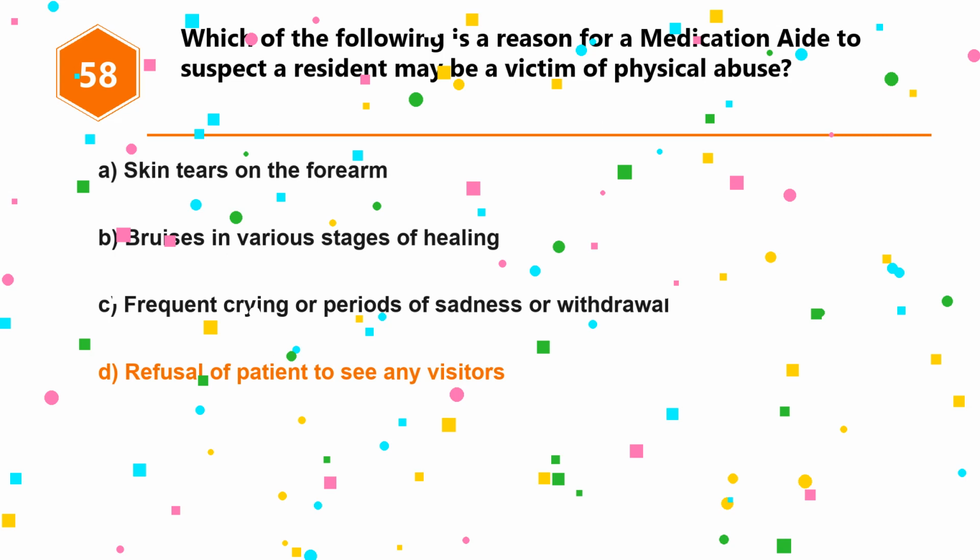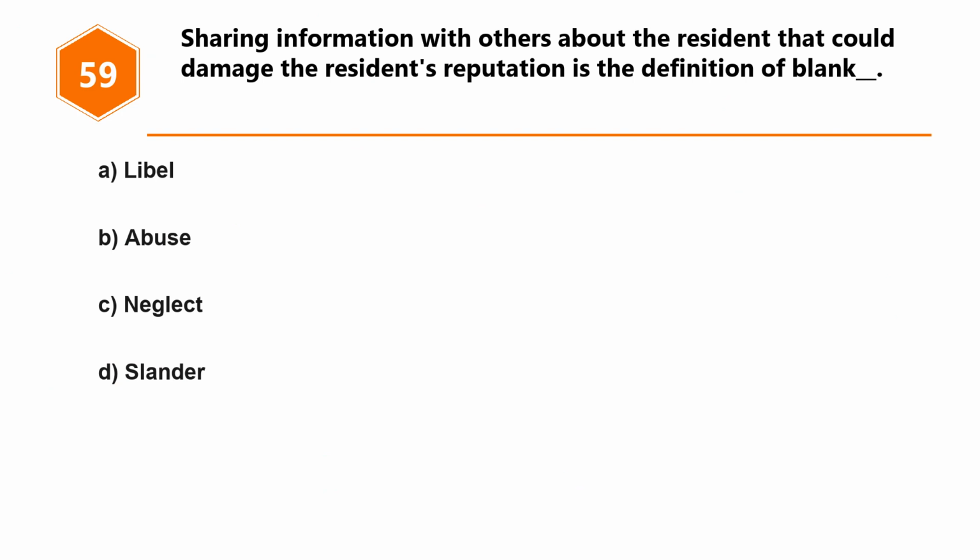The correct answer is option D. Refusal of patient to see any visitors. Question 59. Sharing information with others about the resident that could damage the resident's reputation is the definition of blank blank. Option A. Libel. Option B. Abuse. Option C. Neglect. Option D. Slander.